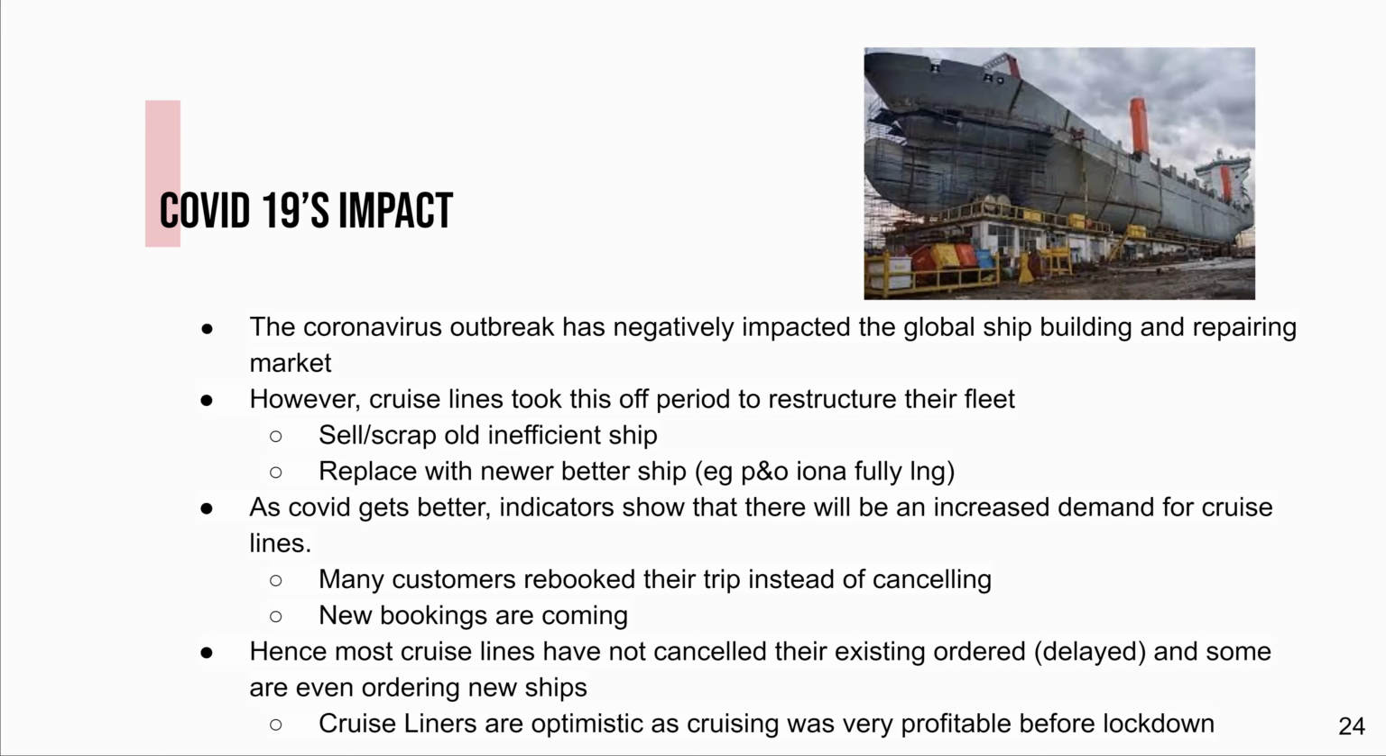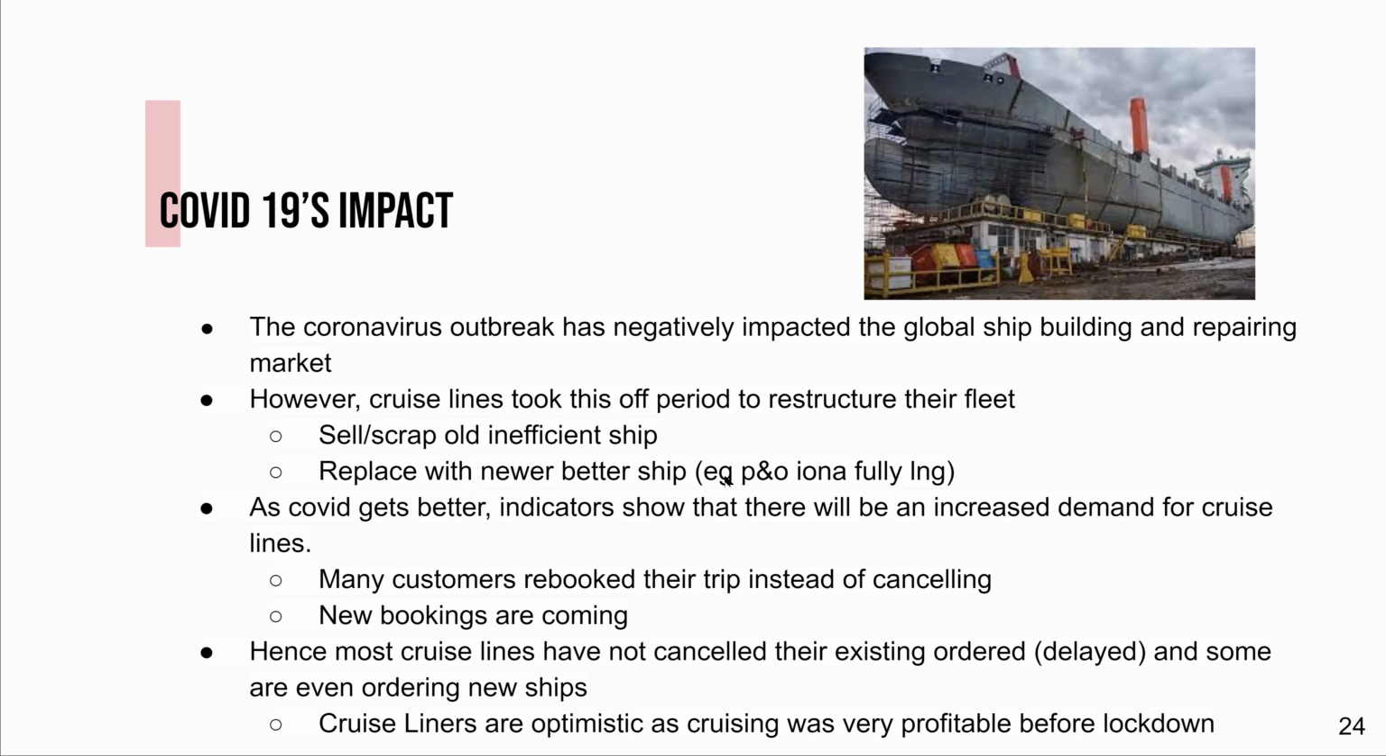So a lot of the large cruise ships, cruise liners, they had cruise ships which were very old and inefficient. However, they had to keep on running them because demands for cruise ship was high. And in fact, right before the coronavirus pandemic, cruise ship was extremely profitable. So they were unable to easily sell or scrap their old inefficient ship. And we are seeing a lot of big cruise liners replacing their old cruise ship with a newer, better ship.